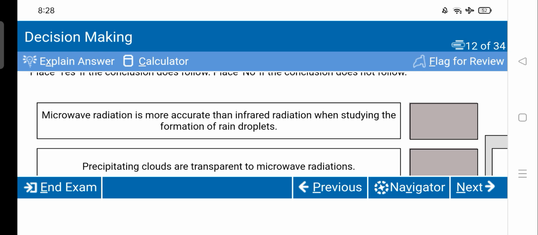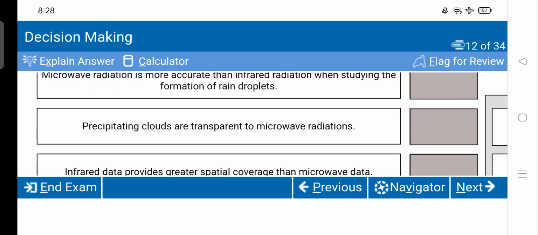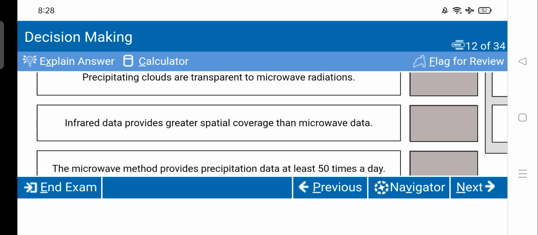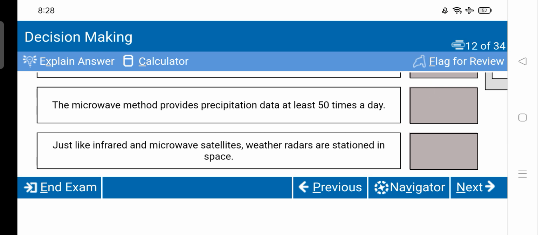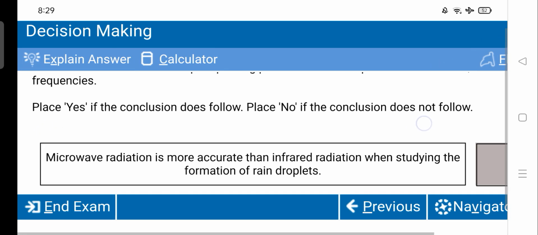So first conclusion we have that microwave radiation is more accurate than infrared radiation when studying the formation of rain droplets. Second, precipitating clouds are transparent to microwave radiations. Third, infrared data provides greater spatial coverage than microwave data. Fourth, the microwave method provides precipitation data at least 50 times a day. Fifth, just like infrared and microwave satellites, weather radars are stationed in space. So let's see which conclusion does follow and which one does not.